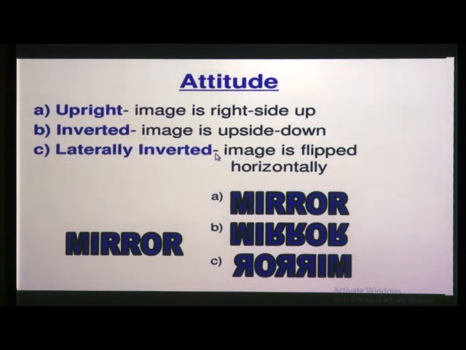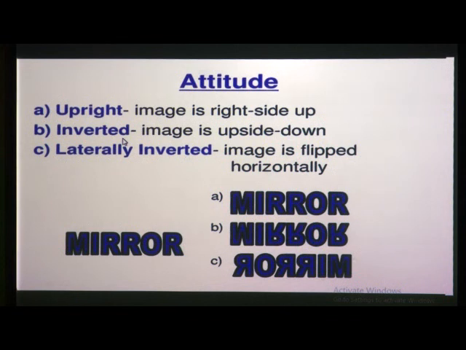From a plane mirror, a concave mirror, and a convex mirror, we are getting different types of images. While we look at the position of the image and the object, if it has changed, we can find these different types of images. So the first one is upright. An upright image is also known as erect. This erect image is right side up.